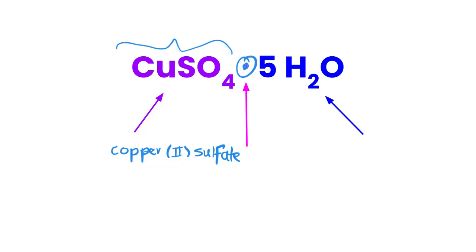And then the last part of the name, we have 5 waters. So 5 is penta. We just use a prefix for the number. And then the water we represent as hydrate. So this becomes copper 2 sulfate pentahydrate.